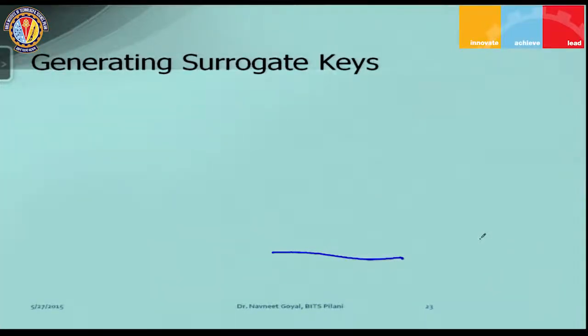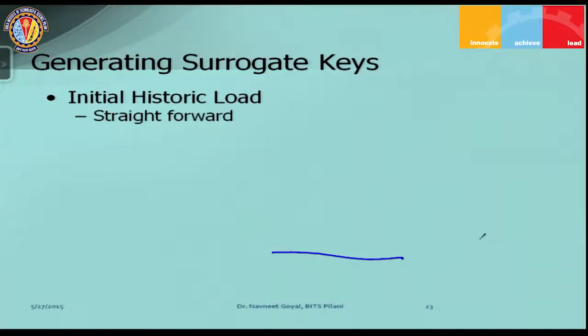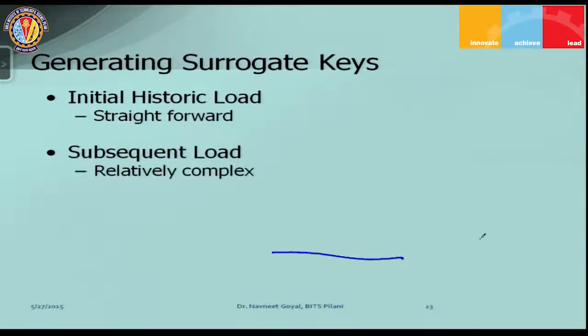So now that we have discussed what surrogate keys are and what role they play in changing dimensions, let me come to the generation of surrogate keys. First, the initial historic load: when you build the data warehouse, at that time you load the data into the data warehouse for the first time. This is very straightforward as far as surrogate keys are concerned. Then there is the subsequent load, which is relatively complex.